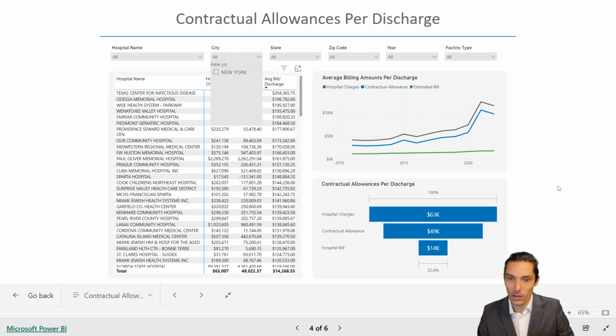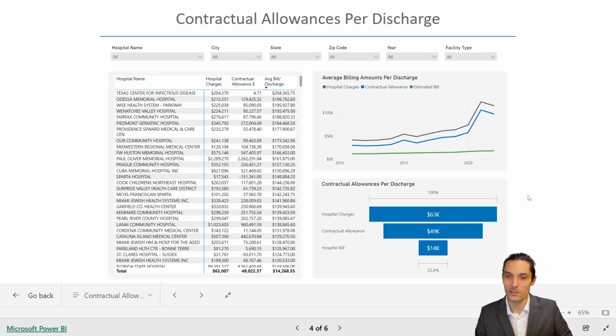At an aggregate level, if you have on average a hospital charge of $63,000, you will get a contractual allowance of $49,000. What this means is that your hospital bill will be $14,000, which is more palatable. And this is how contractual allowances work. You get a total charge, there's a contractual allowance that's negotiated, and then the total bill will either go to the patient, and the insurance company will then be able to pay that amount.